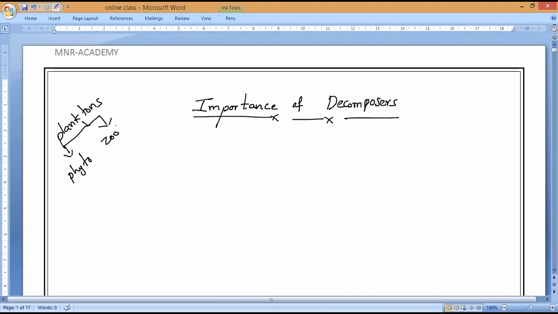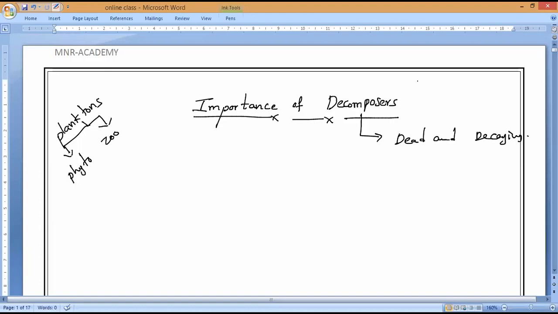Yes or no? Now coming to the decomposers. As we know, decomposers are also one kind of consumers, but they consume dead and decaying matter of plants and animals. Is it yes or no? Please respond. So they start consuming the dead and decaying matter of plants and animals. Now in this, what will they do?